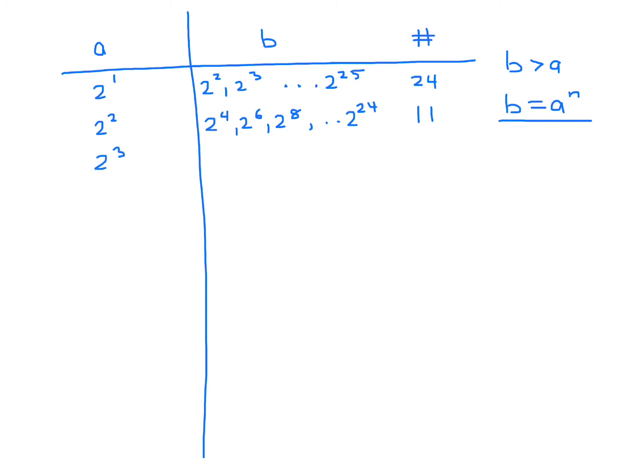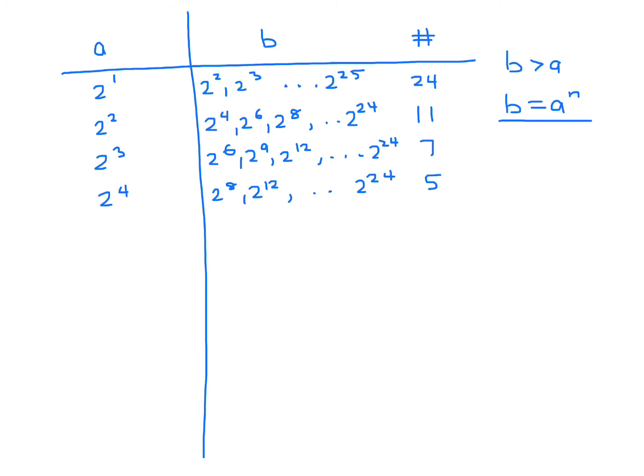2 to the power of 3. How many ways can I do this? 2 to the power of 6, 2 to the power of 9, 12, all the way up until 2 to the power of 24. Like that. And that gives me 7. 2 to the power of 4, I get 2 to the power of 8, 2 to the power of 12, all the way up until 2 to the power of 24. And that is 5 of them.